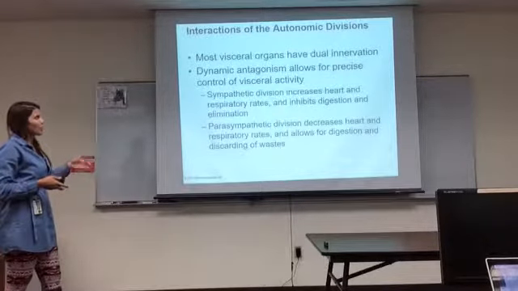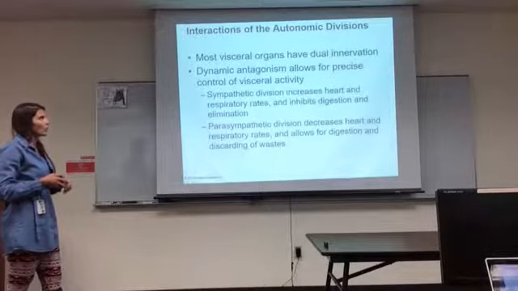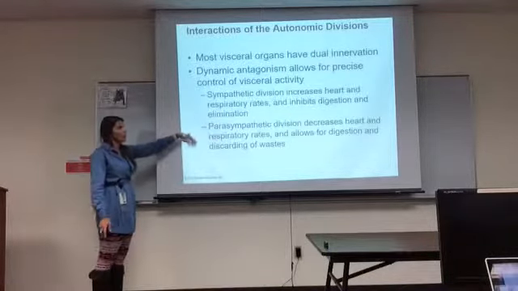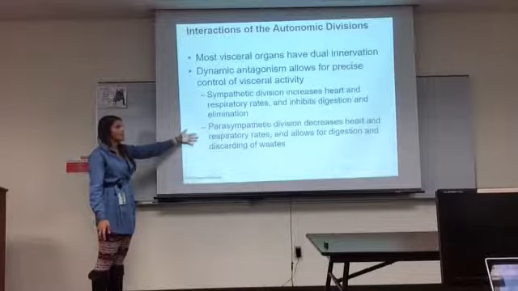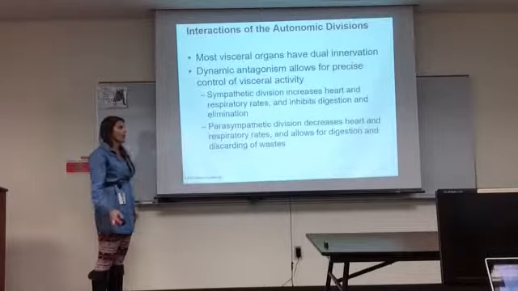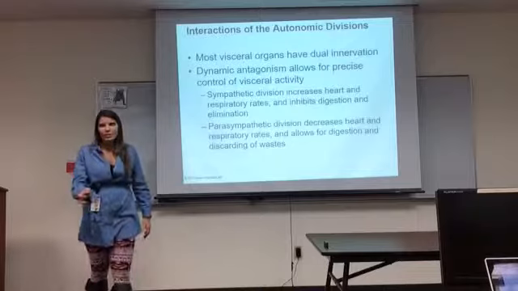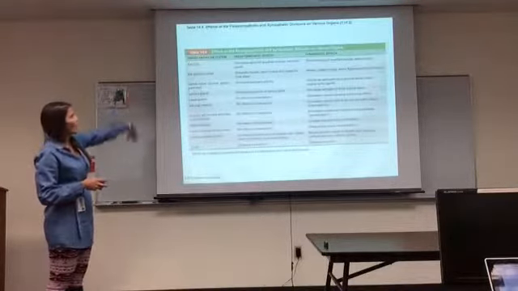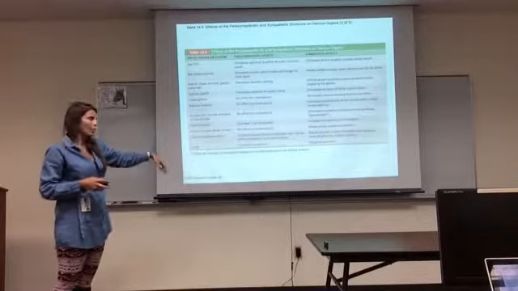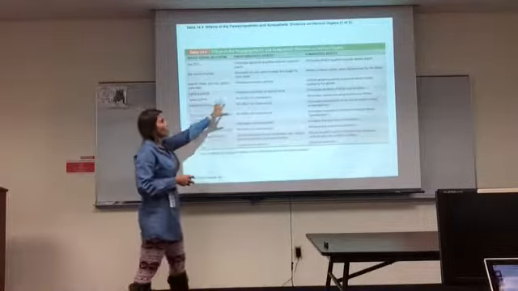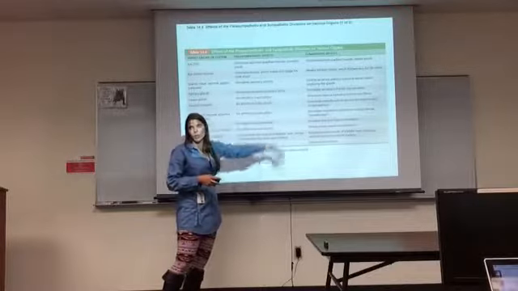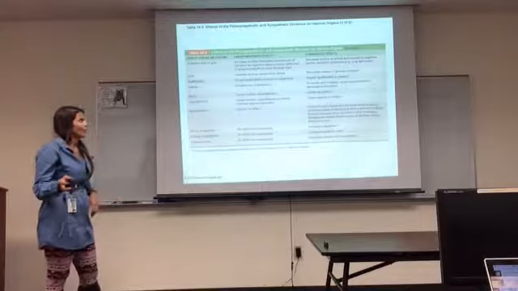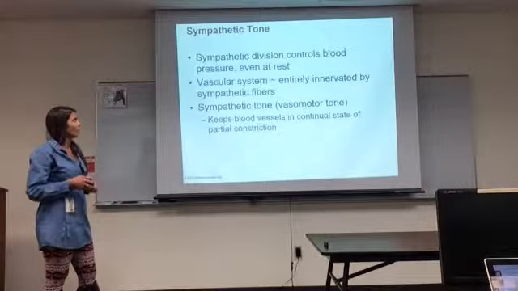I already talked about the dual innervation of most of your organs. So sympathetic division: increased heart rate, respiratory rate, inhibits digestion and elimination. Parasympathetic decreases heart rate, respiratory rate, and allows for digestion and discarding of wastes. So that's been reiterated there. Here, this chart gives every organ or system, and it continues on in a couple slides, tells you whether it's parasympathetically impacted, sympathetically impacted, both, none, whatever. So it gives you all that information here.